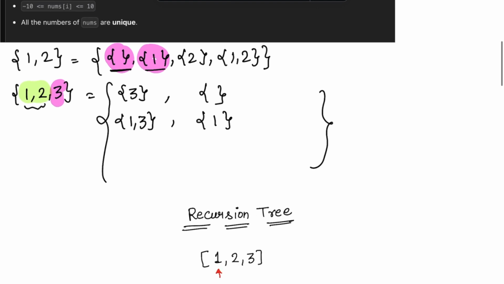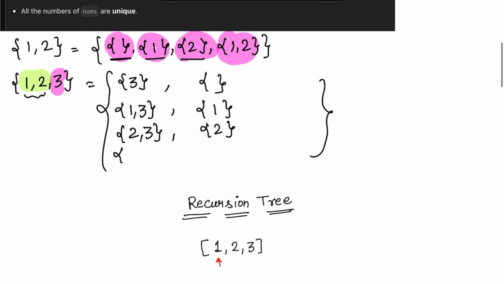Now for the third option, 2, again 3 has two choices: either join the party or do not join the party. If 3 joins the set, the set becomes 2 comma 3. If 3 does not join the set, it remains 2. Check the last one, 1 comma 2, again two choices. If 3 joins the set, the set becomes 1 comma 2 comma 3. If 3 does not join, the set remains the same.